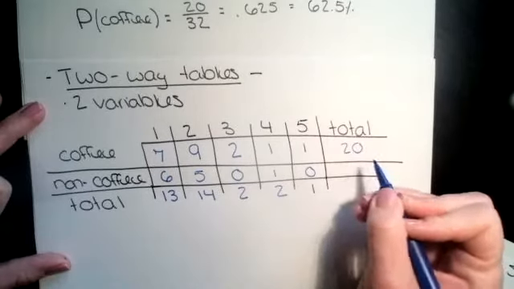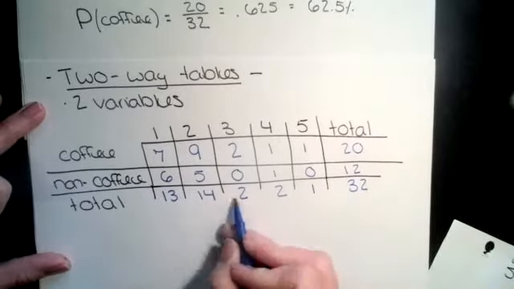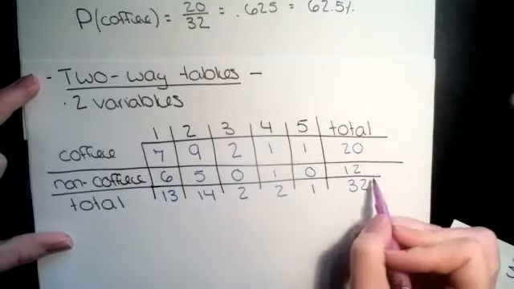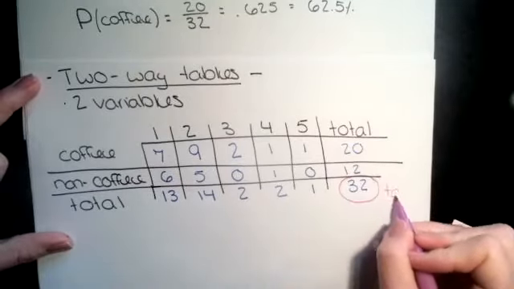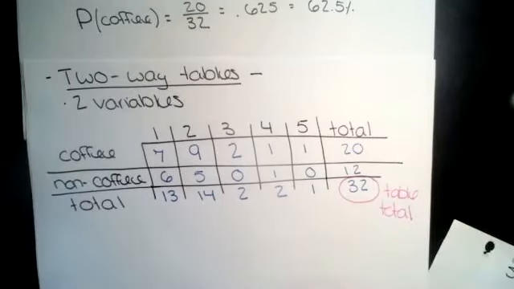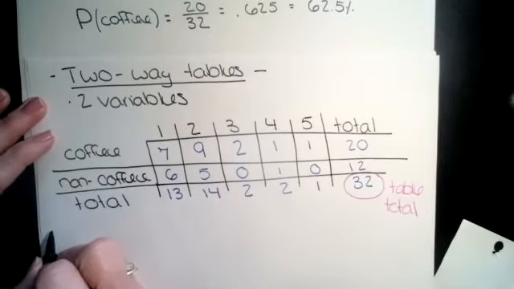So I already totaled them up. We have 20 and 12, 32, and then this would add up to 32 as well. Now this number down here, this is called my table total. Okay, that's called my table total. As you see, that's the number of students in our class, the number of students that took the little poll there.